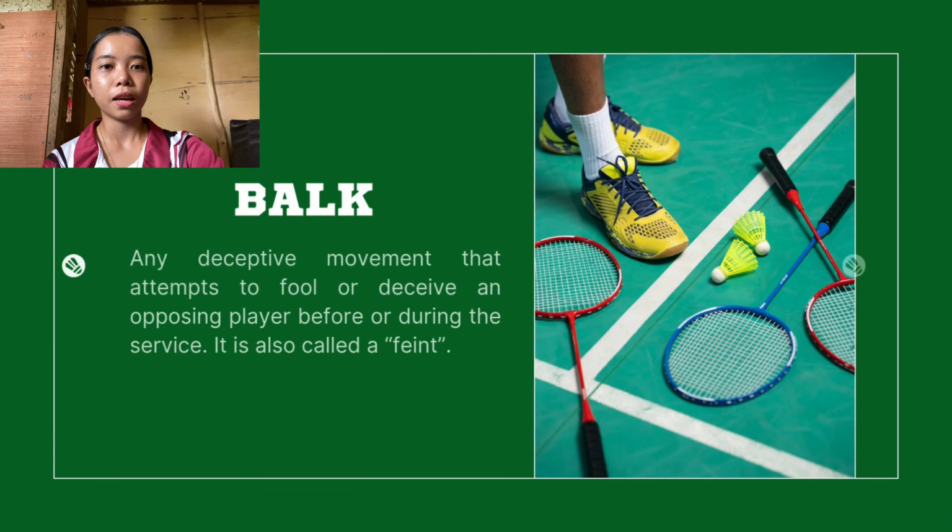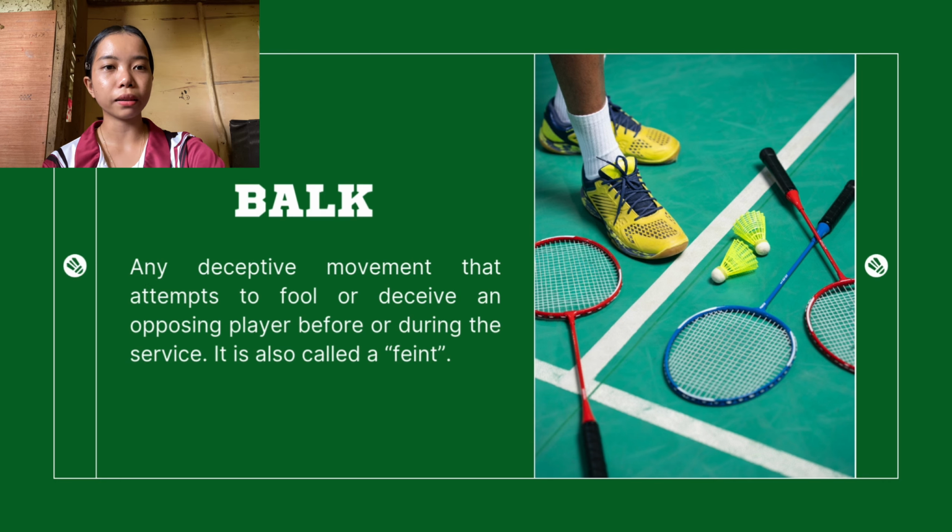Next is the balk. In badminton, a balk, also called a feint, is any deceptive movement that disconcerts an opponent before or during the serve, and it's considered illegal. Balks can happen before or during the serve, attempting to trick the opponent about the start of the serve. If a server balks, they lose the serve, and if the receiver balks, they lose a point.